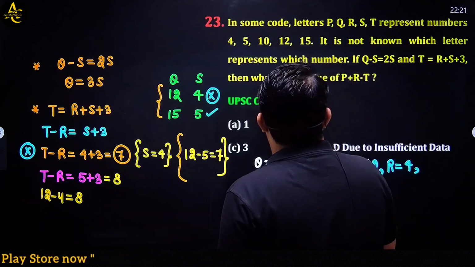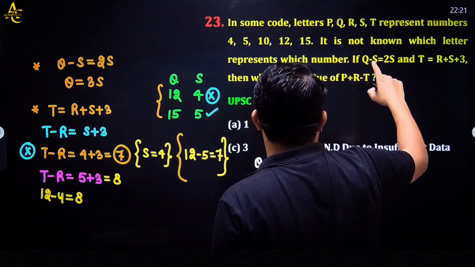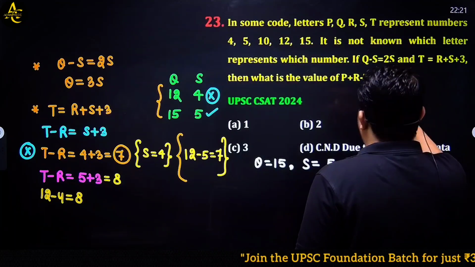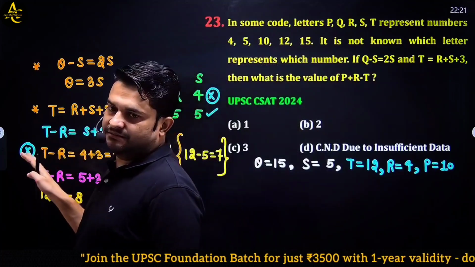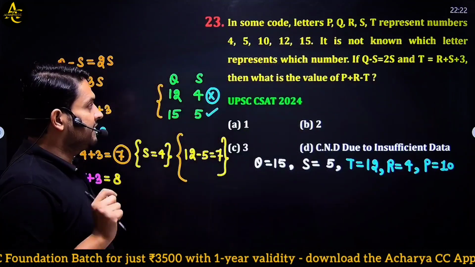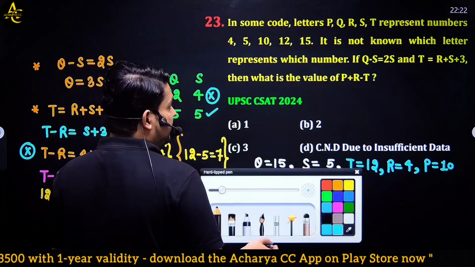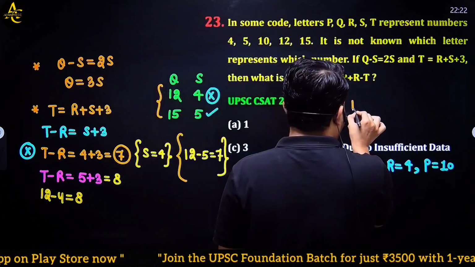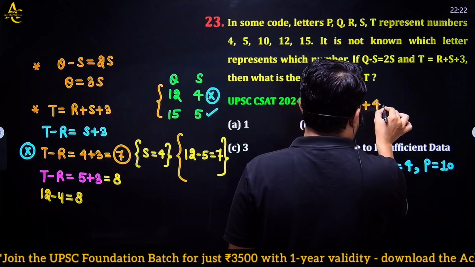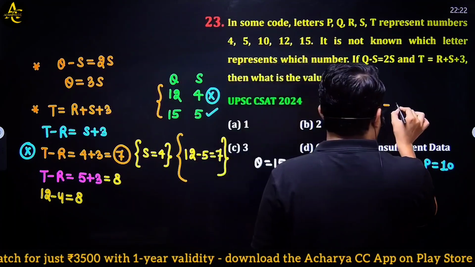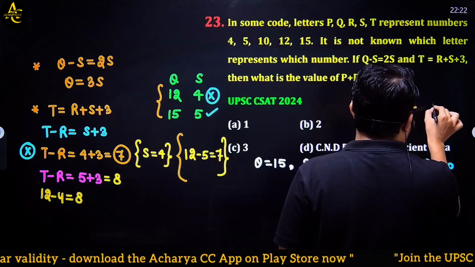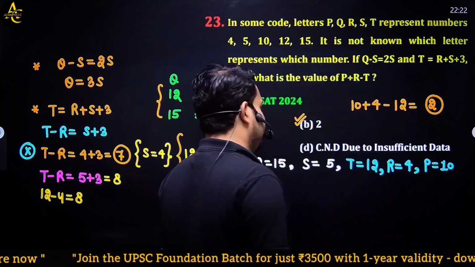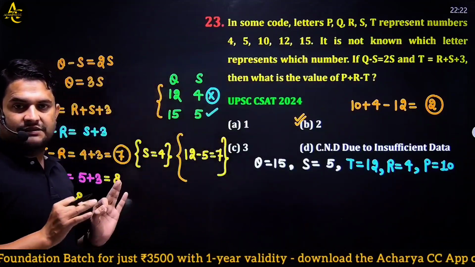See, I have p, q, and p is equal to 10, because 10 is not assigned to any of these numbers. So the value of p will be 10. What do we have to find? We have to find p plus r minus t. The value of p is 10, plus the value of r is 4, minus the value of t is 12. So 14 minus 12 is equal to 2. 2 is the answer of this beautiful question. Option D is the correct answer. That was an amazing question.